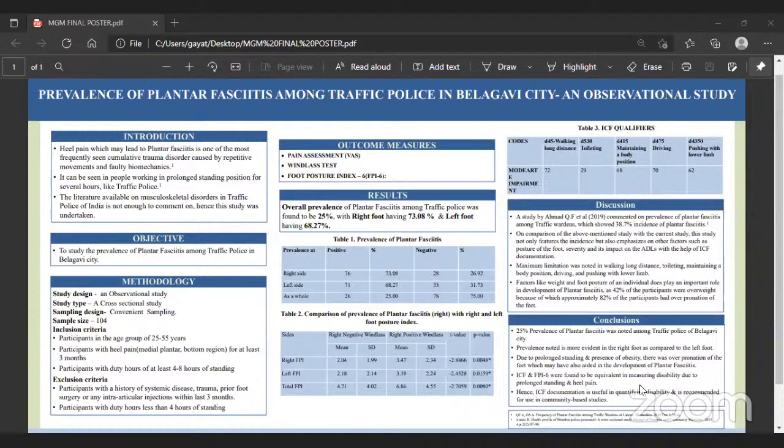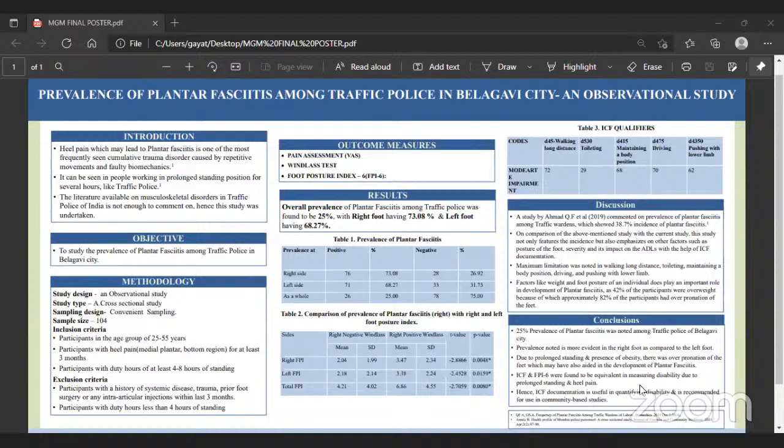In conclusion, 25% prevalence of plantar fasciitis was noted among traffic police of Belagavi city. Prevalence noted is more evident in the right foot as compared to the left foot. Due to prolonged standing and presence of obesity, there was overpronation of the feet, which may have also aided in the development of plantar fasciitis.